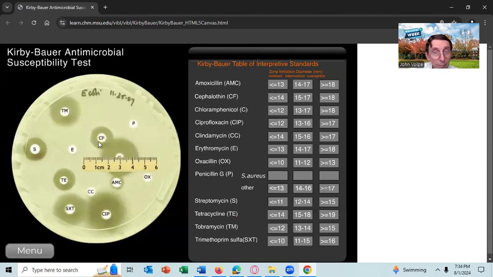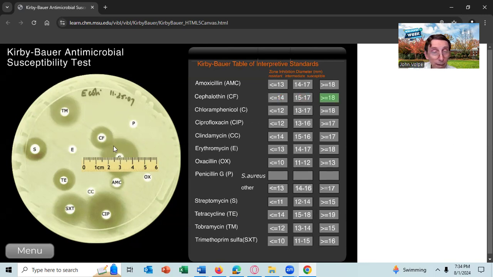And that's CF, which stands for cephalothin. And what did I say, 18 or 19? So that is sensitive. And if ever you click there and it's green, that means it's correct. If you click and it's an X, a red X, that means it's the wrong selection. The same with that one.